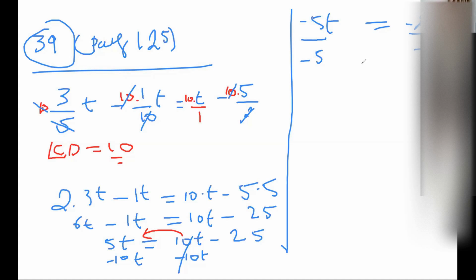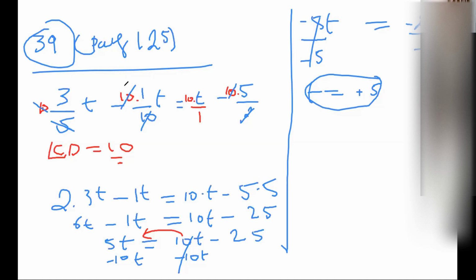Negative 25 divided by negative 5, and t equals 5. That's right, positive 5. Negative divided by negative is positive. Positive 5. Okay. So let's recap.